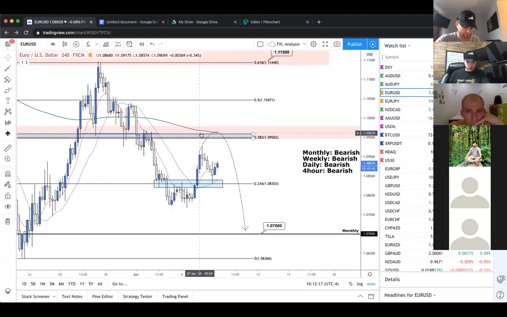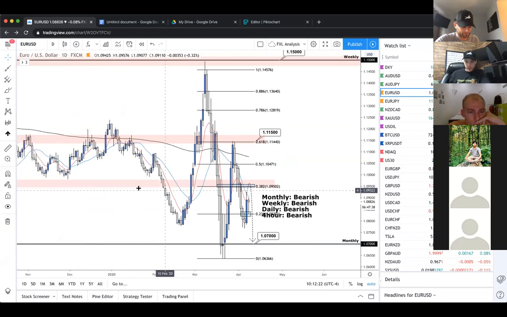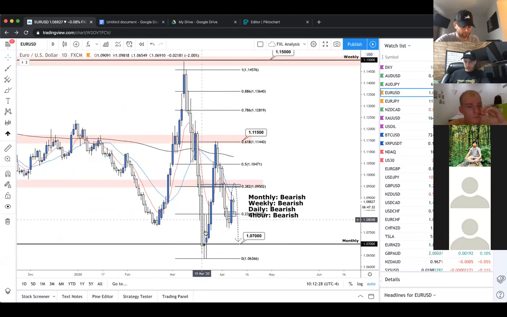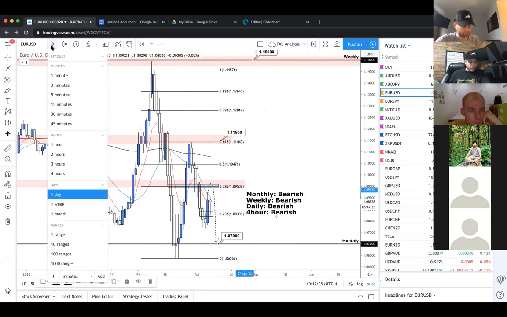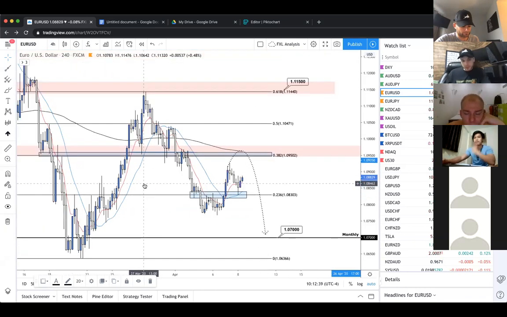All right, on to EU. Let's just hop on the daily real quick. Right, definitely bearish. We've been getting these pretty significant moves to the downside. Definitely way more bears than bulls, right? So right now all time frames are bearish. So let's go ahead and drop to the 4-hour and see what we were waiting for.